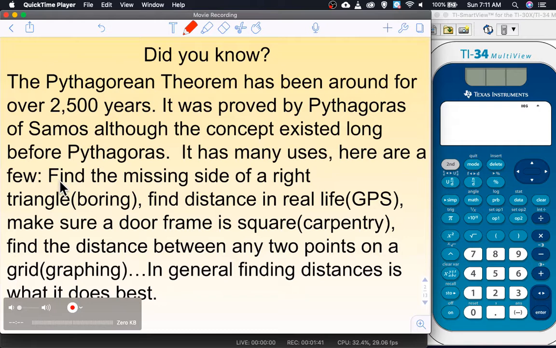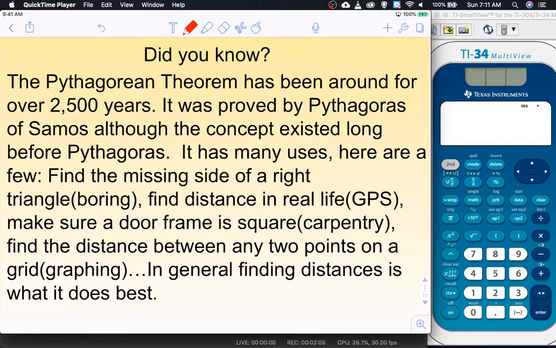Here are a few. Finding the missing side of a right triangle. It's kind of boring. That's how we're going to be using it, but it's there. Finding a distance in real life. GPS does this all the time. Making sure a door frame is square. It's used in carpentry a lot. I've used it quite a few times in carpentry and building various things.